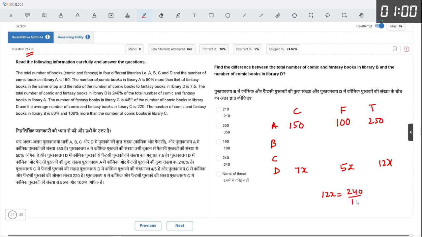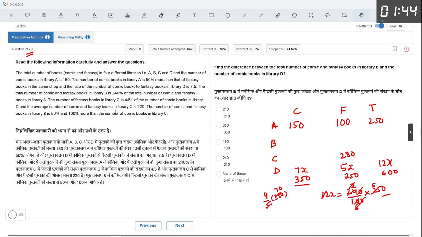The total number of comics books and fantasy books in library D is 12x, which is 240% of total books in A, which is 250. Cancel, cancel. 12x is 600. That means comics books in D will be 350, and this is 250. Got it? Right. The number of fantasy books in library C is 4/5 of comics books in library D. This is 4/5 of 350, that is 280.